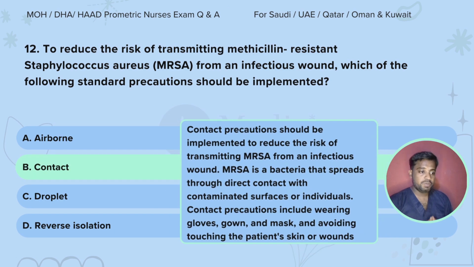The correct answer should be B. Contact precautions should be implemented to reduce the risk of transmitting MRSA from an infectious wound. MRSA is a bacteria that is spread through direct contact with contaminated surfaces or individuals. Contact precautions include wearing gloves, gown, and mask. Avoid touching the patient's skin or wounds without using PPE.